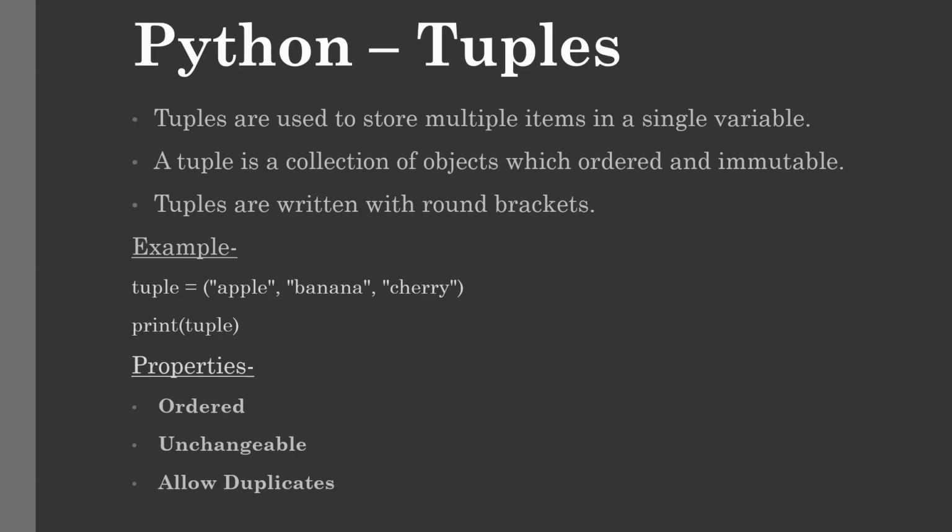The next topic is the properties of tuples. The first one is that it is ordered. When we say that tuples are ordered, it means that the items have a defined order, and that order will not change after creating a tuple. The second one is unchangeable, or we can also say immutable. Tuples are unchangeable, meaning that we cannot change, add or remove items after the tuple has been created. The third one is that they allow duplicates. Since tuples are indexed, tuples can have items with the same value.